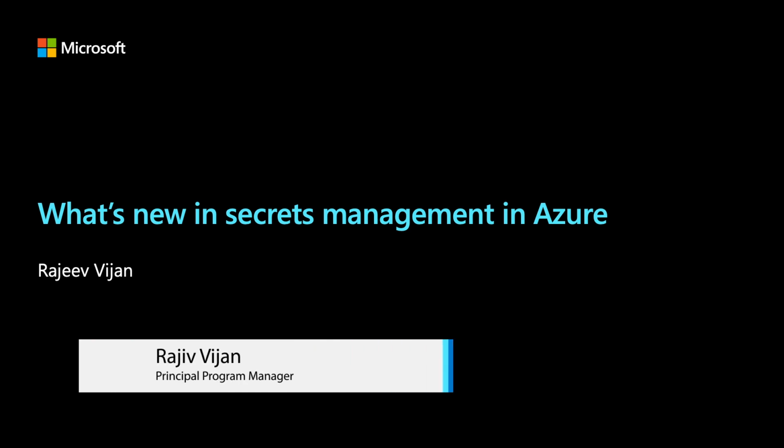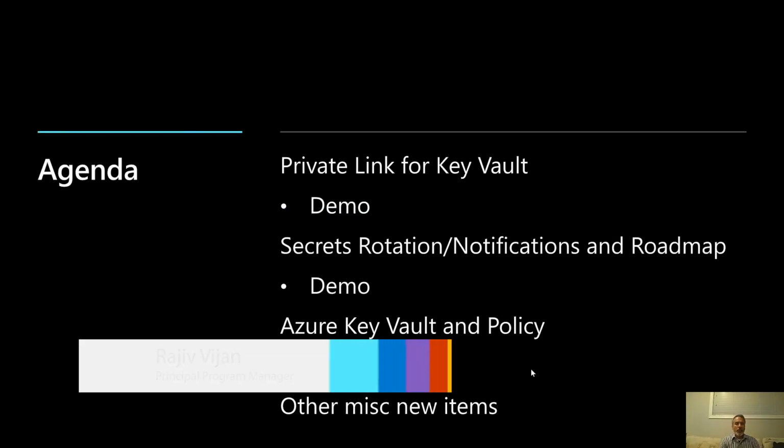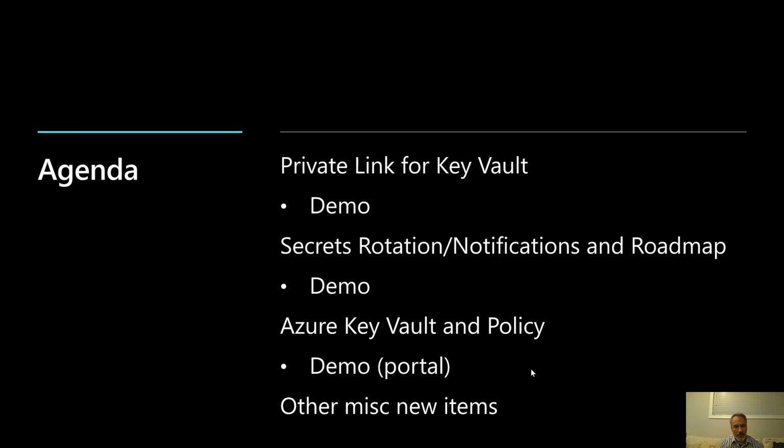I'm here to talk to you about what's new and some of our future roadmap that we have upcoming for Key Vault. I'm going to talk to you about three things that we've done for Key Vault today. One is Private Link for Key Vault, show you our story around secrets rotation and our roadmap that we have planned for that. And finally, I will talk about Azure Policy and its use with Key Vault as well.